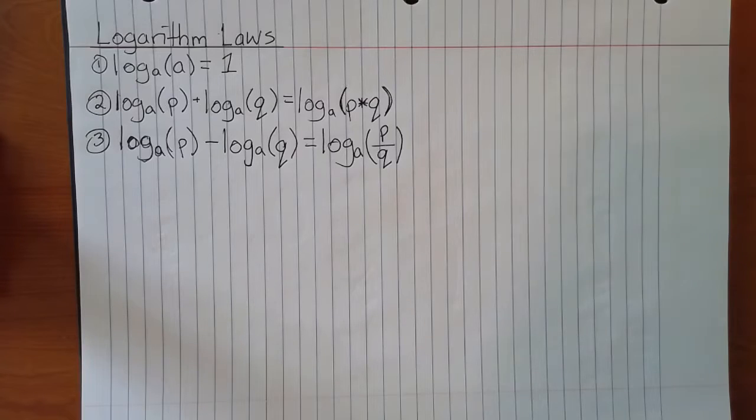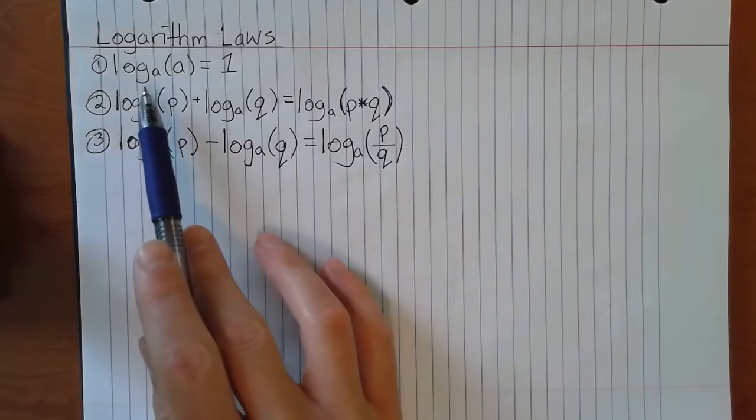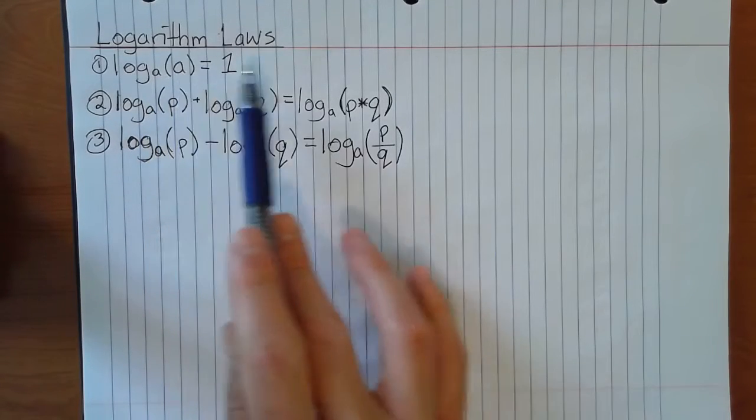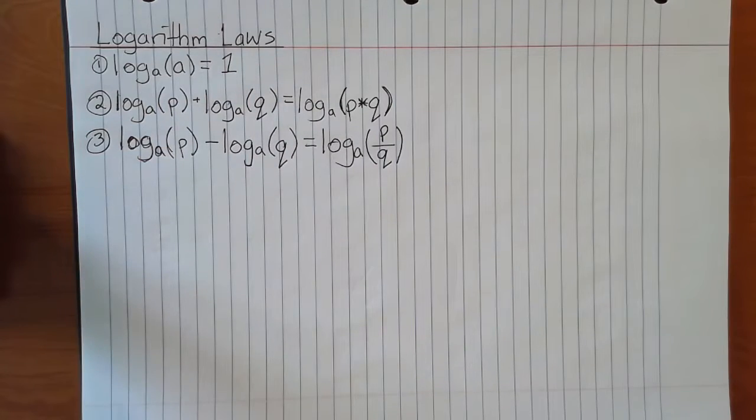Hello, we are talking about the properties of logarithms, otherwise known as the logarithm laws, in this video. We've talked about three laws so far. Let's review them really quick. We've talked about log base A of A. As long as A and A are the same numbers, it is always equal to 1.